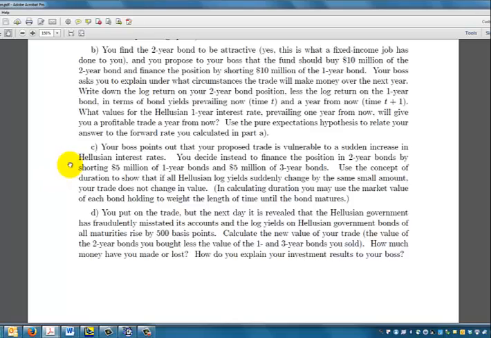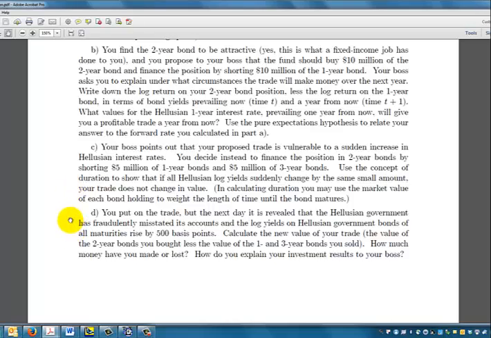In part C, you do something different. The trade in part B is vulnerable to a sudden increase in interest rates, so instead you finance your 2 year position by shorting equal amounts of 1 year bonds and 3 year bonds. Then using duration, you want to show that if there's a small change in log yields, if the yield curve moves in parallel, your trade doesn't change in value, it's protected.